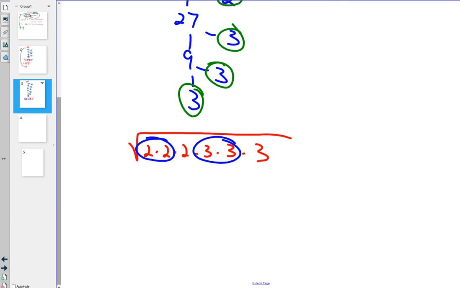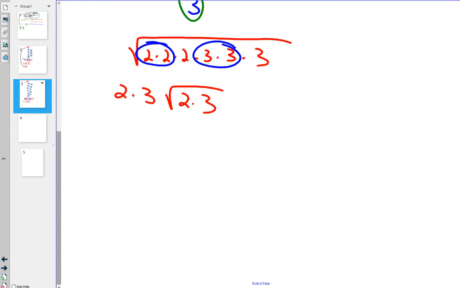So what numbers are coming out? A 2 and a 3. Just one, not 2 of them. 1, 2, and 1, 3 are going to come out. But what number stayed in? A 2 and a 3. If more than one number comes out, you multiply it. If more than one number stays in, you multiply it. So I get 2 times 3 is 6. 2 times 3 is 6.